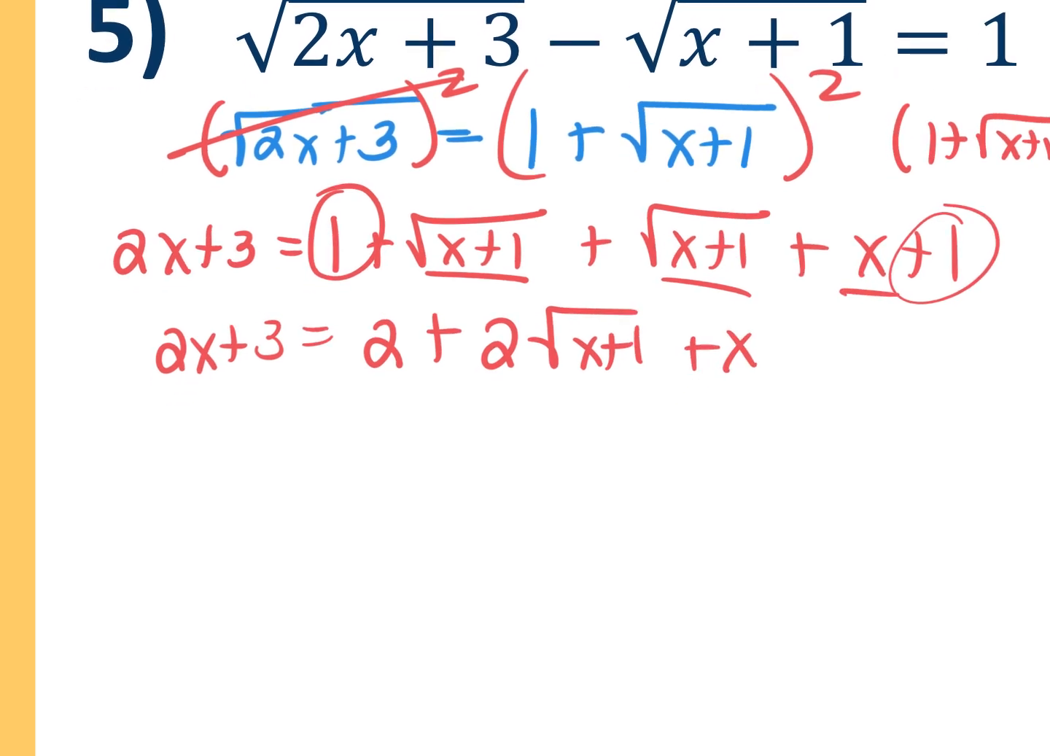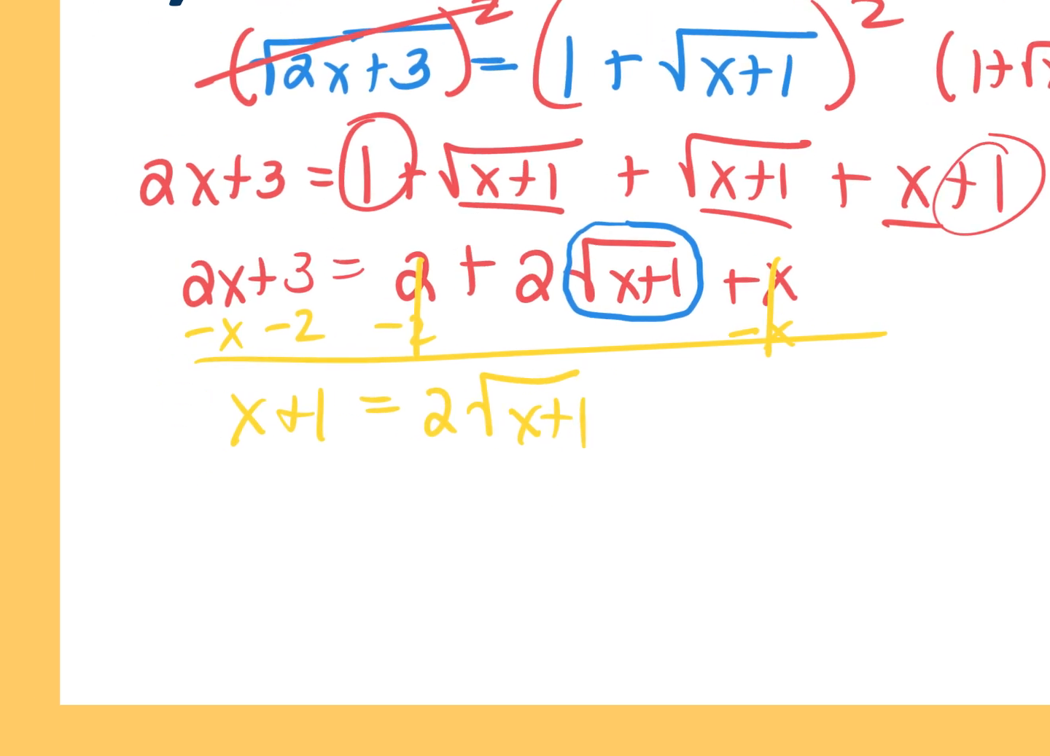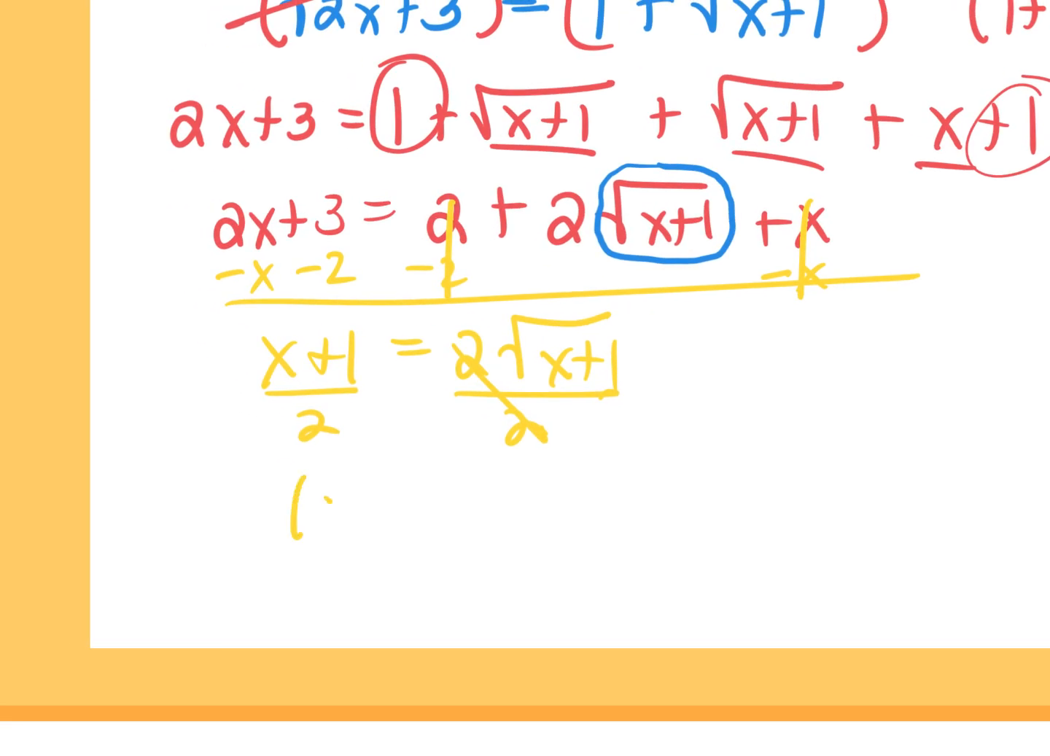So now we're going to go back to how we originally had our problem with just one square root in it. We're going to say, I've got to isolate this square root. So what are all the things I have to do? Well, I need to subtract x and subtract 2. This will leave me with x plus 1 equals, that cancels, that cancels, so you have 2 times the square root of x plus 1. Now we're going to divide both sides by 2. Perfect. So I'm left with (x plus 1) over 2 equals the square root of x plus 1.